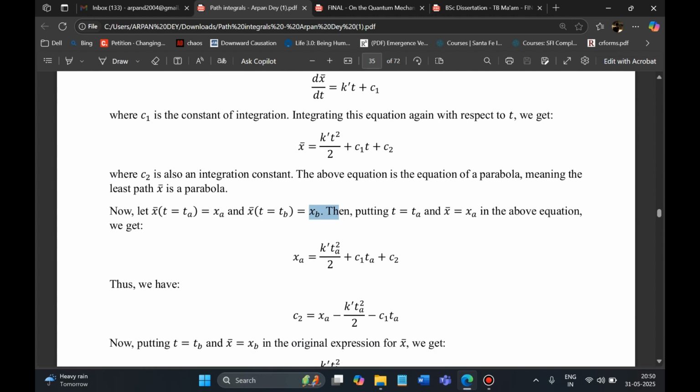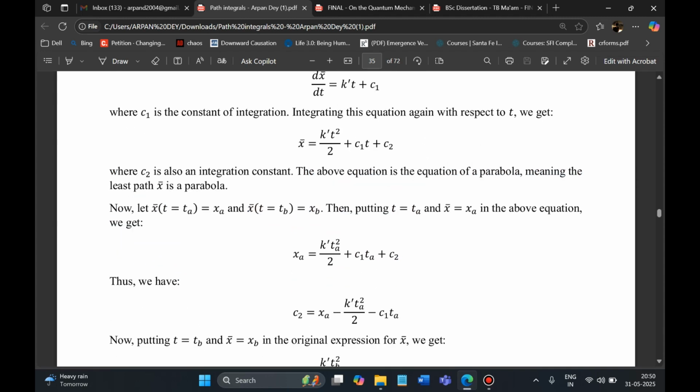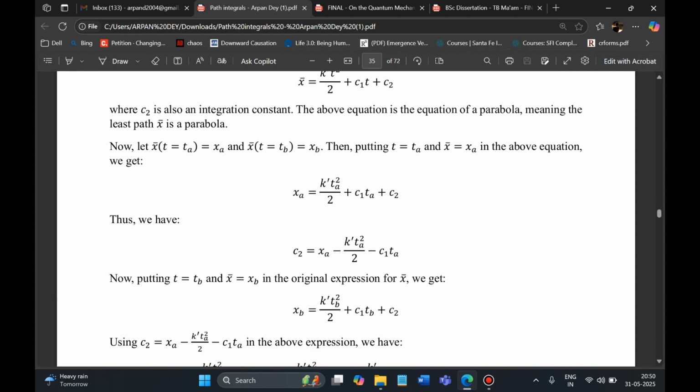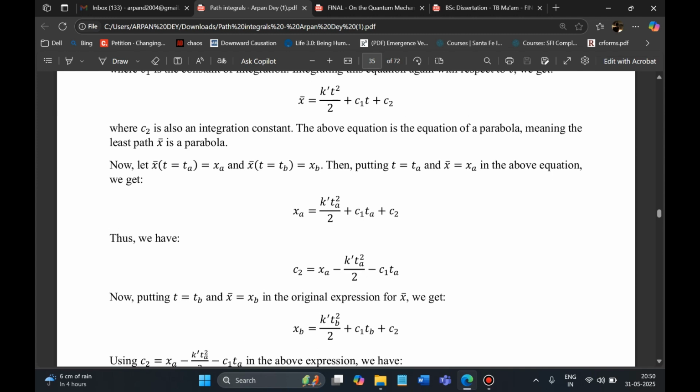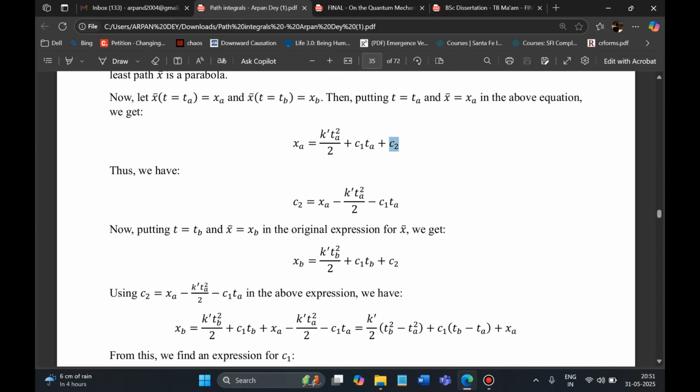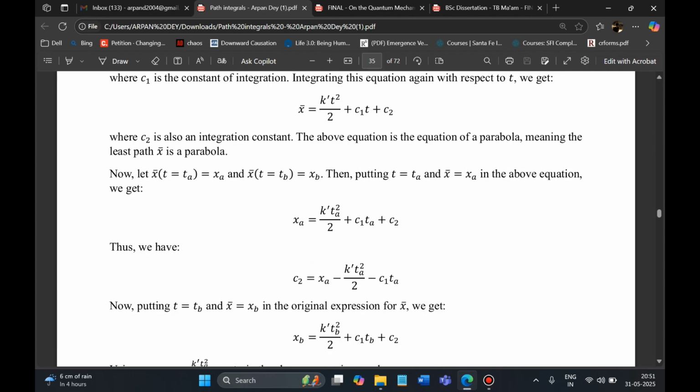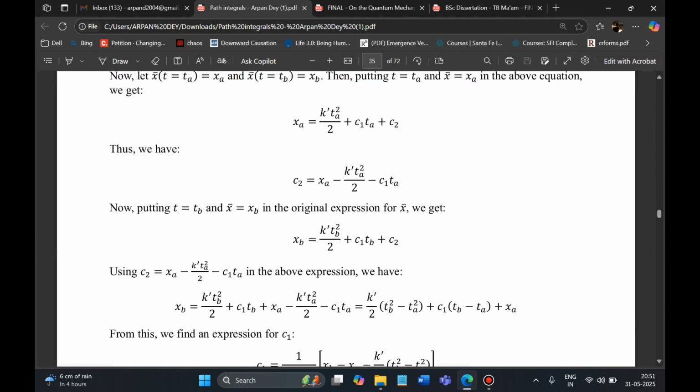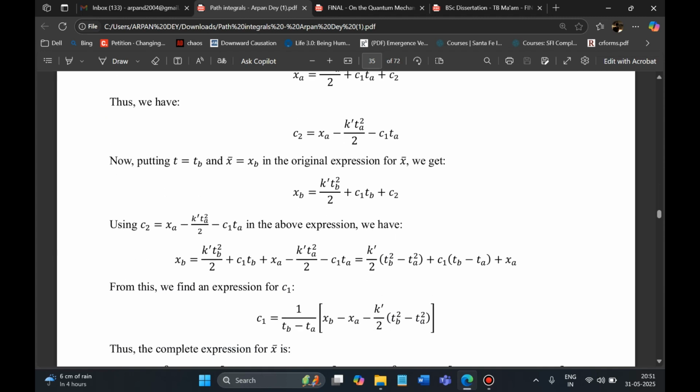Now I think I'll skip this part actually. Here we have evaluated the constants c1 and c2, or let me just discuss this for you, no problem. At the point t equals ta, x bar will be xa, because this is the initial point. At the initial point, whatever the path, x is always xa, and similarly for t equals tb, x bar will be xb. So putting t equals ta and x bar equals xa in this equation, we can say that xa equals k prime ta squared over 2 plus c1 ta plus c2. So from here we get an expression for c2. Now we put t equals tb and x bar equals xb in this equation once more, and we get xb equals k prime tb squared by 2 plus c1 tb plus c2, and again we get an expression for c2.